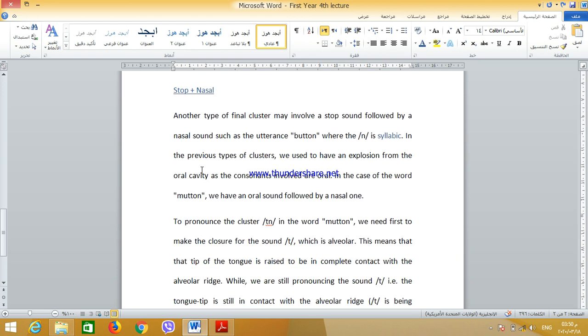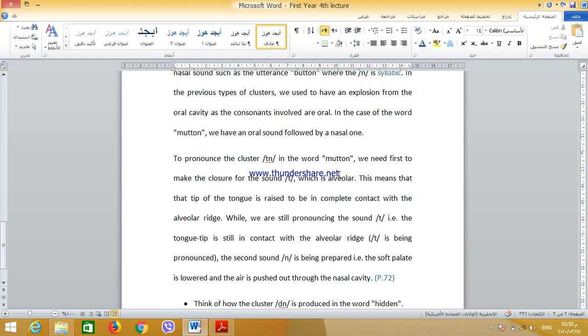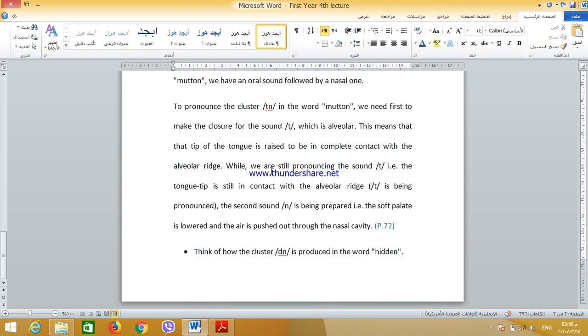But what if we have a stop plus a nasal sound? If we take the example button, in which we have syllabic na, don't forget we don't have a vowel, so it is button, button without a schwa. It's not button, it's button. So here we have ta na together in a cluster without any vowel between them. So you know, all of you, that ta is an oral sound while na is a nasal sound. So what do we do in this case?